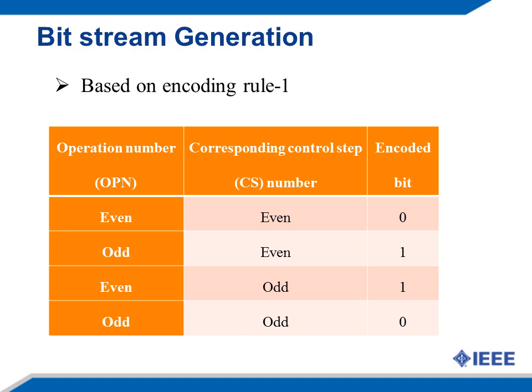Similarly, if the operation number and the control step are both odd numbers, they also have the same parity, so again the encoded bit is 0. For the rest of the other cases, the encoded bit is 1. So in short, whatever the number of operations for a given DSP application, the bit stream size generated in the first step will be exactly equal to the number of operations.